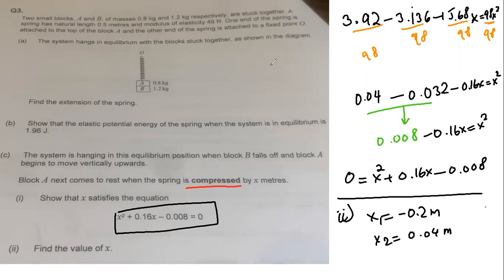Now, let me just come back to the main point. It's compressed, so I should have a negative value. So really, we should pay attention to the meanings of those values. Of course, I have two values, but the one with the compression is the one I'm looking for. So that one here is my answer.